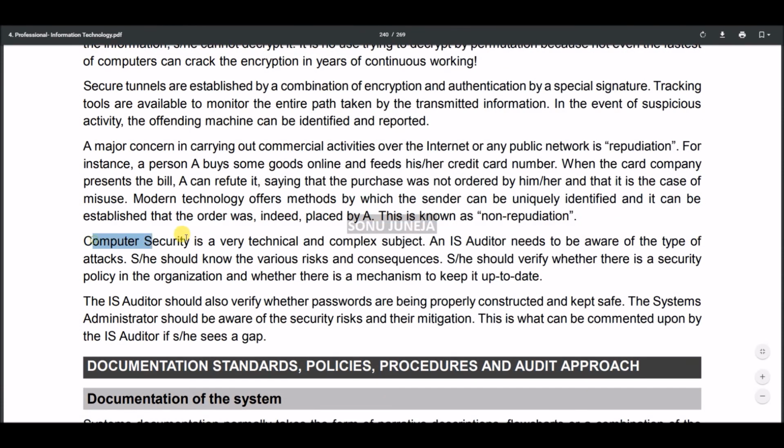Computer security is a very technical and complex subject, and an IS auditor needs to be aware of the types of attacks.